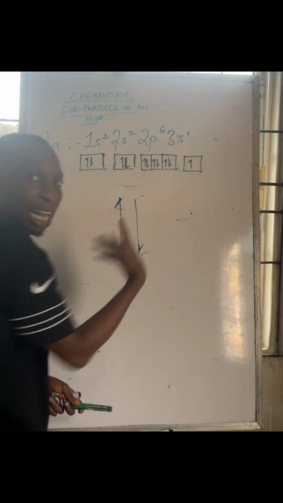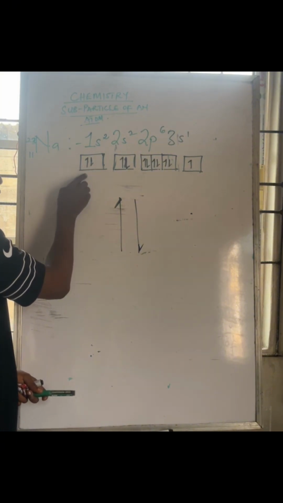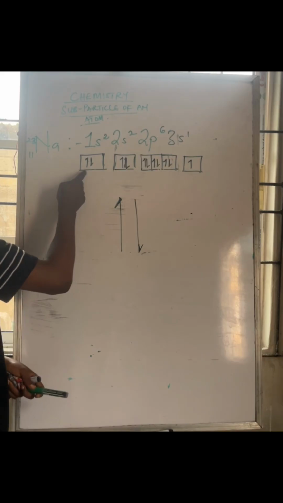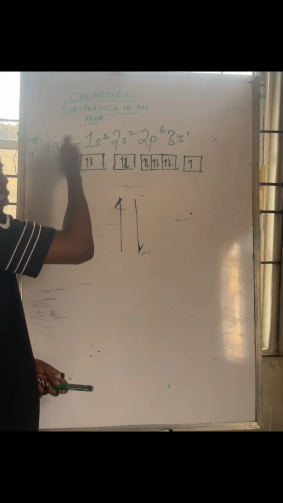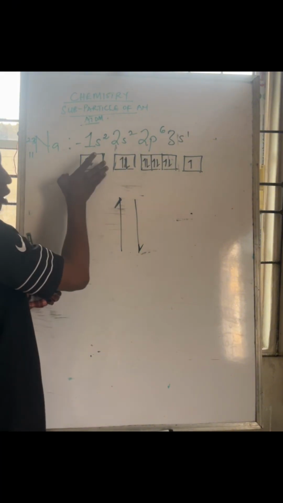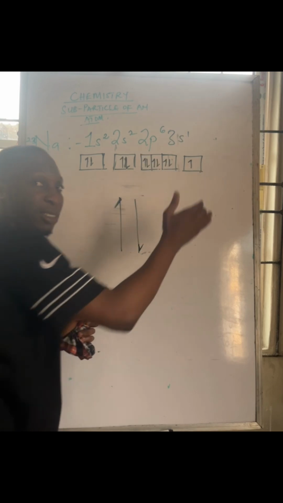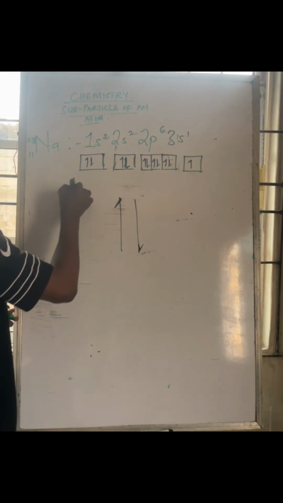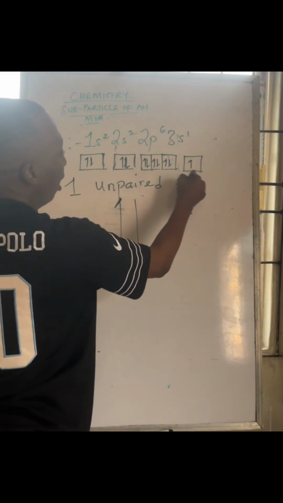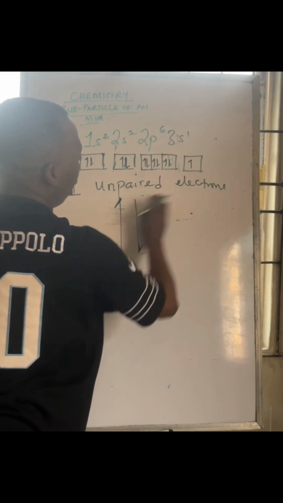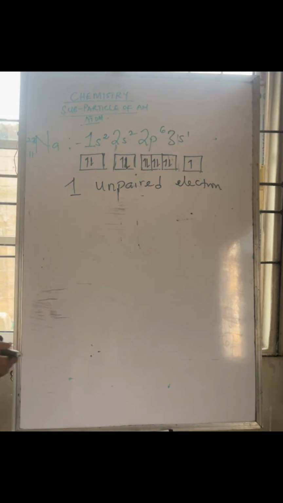How many unpaired are you seeing here? From the look of things, this is balanced. So this one, I'm seeing a full orbital. You understand? If you consider the orbitals here, I have a positive and a negative spin. So this one is completely filled. This is filled as well. This is filled. Only this part here is not filled. So I have just one unpaired electron. One unpaired electron. Are we there?